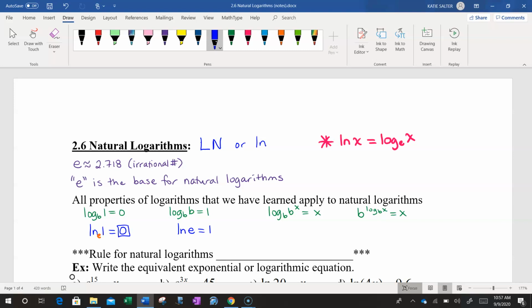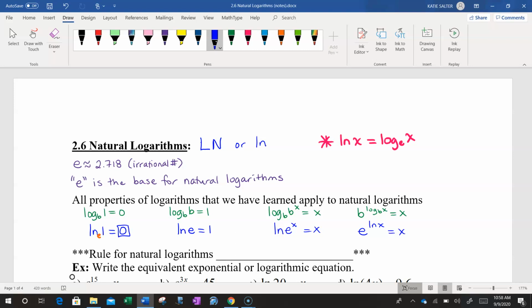The next two properties are just our inverse properties. If we do a log of an exponential, they undo each other, and vice versa. If we do the exponential of the log, they undo each other. So these properties also apply to our natural log. If you see natural log of e raised to the x, it's just x. They undo each other. Or if you say e raised to the natural log of x, it's just x. So anytime you see e to the natural log, it undoes it, or anytime you see the natural log of e to some power, it undoes it.